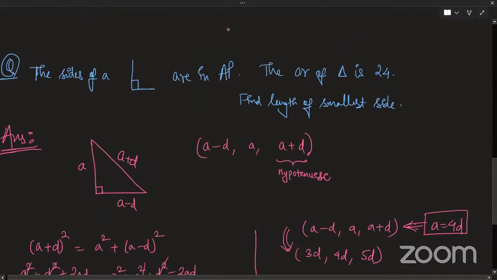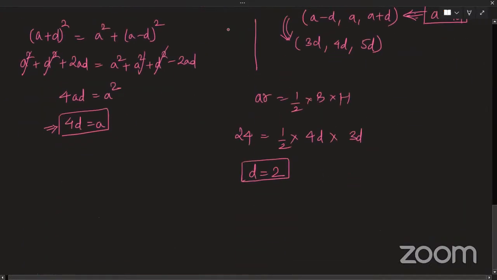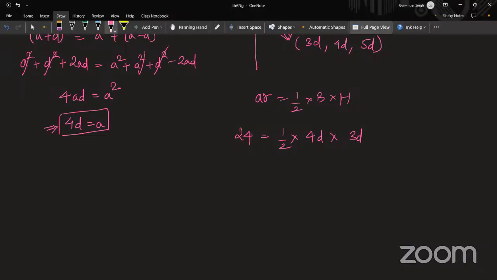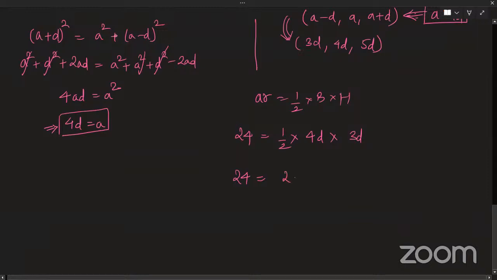Just look back. I had assumed earlier that my d is positive. That is how I got a plus d as the longest side. Let me do it again, no worries. It is 2d into 3d, so it is 6d square. So my d square is 4. So d is 2.